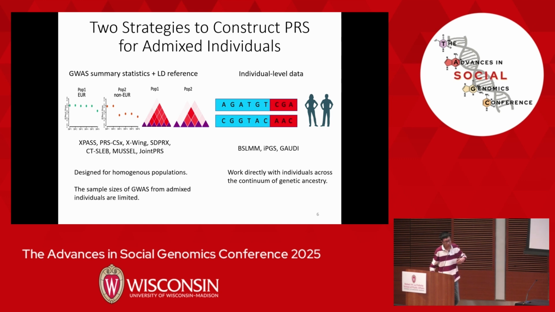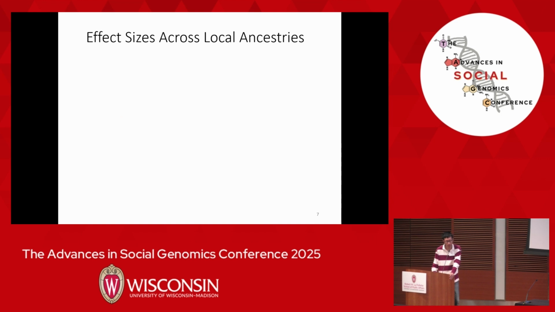So this brings about our more traditional approach of analyzing individual-level data, assuming that you can fit a model based on the phenotype and genotype alone. This includes traditional methods like BSLMM and more recently developed methods to fit admixed individuals, like IPGS and Gaudi. These methods work directly with individual-level data to account for the continuum of genetic ancestry. And one question is, can we use local ancestry to help us design those PRS methods? Is that helpful to improve the prediction accuracy?